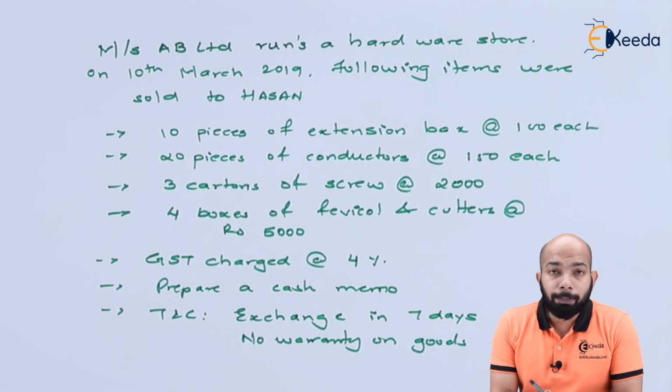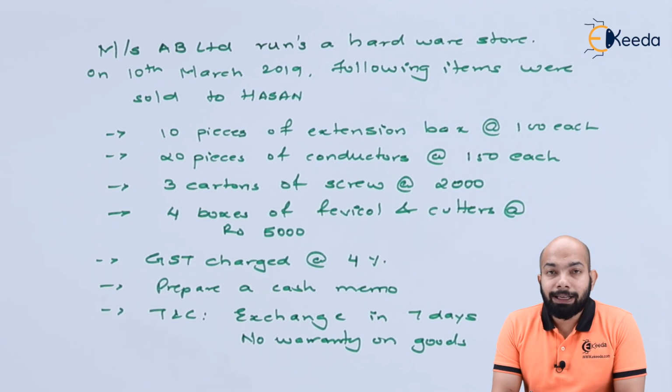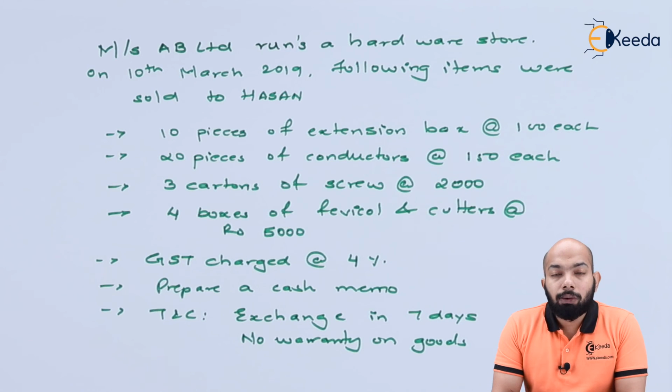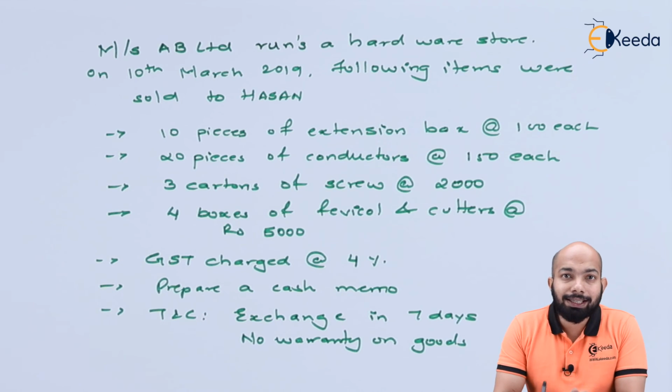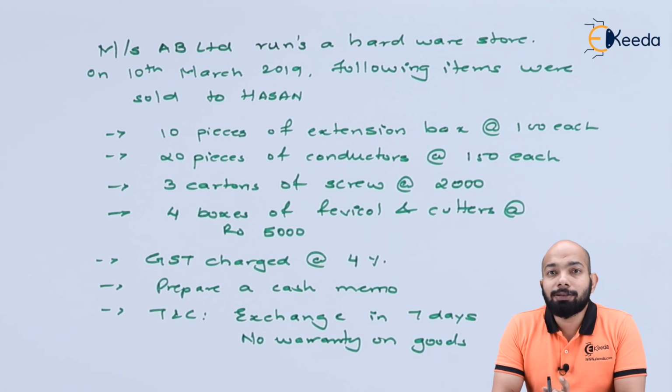So the question has been prepared. We have Mrs. AB Limited, who is a hardware store supplier. Now, he has done certain transactions on 10th of March 2019 with Mr. Hassan. Mr. Hassan is the name of the customer. There are certain items that have been jotted down here. We'll note them down for your reference and then we'll prepare the cash memo after understanding what are the certain terms and conditions. Let's figure that out.